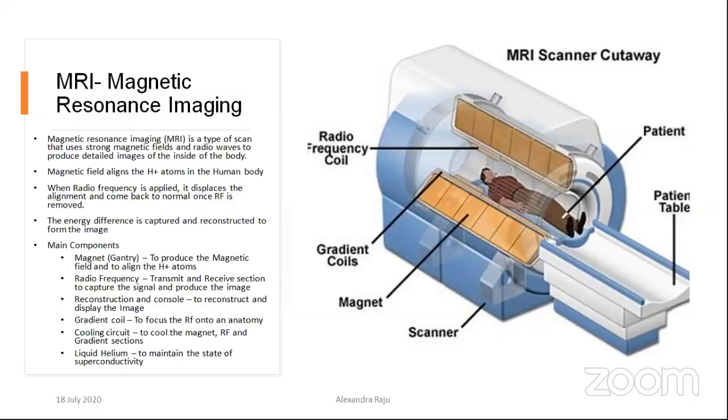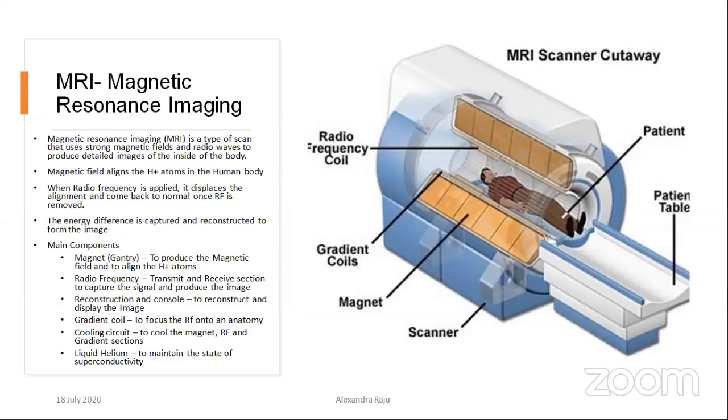So the major components of MRI include the gantry or the magnet, the magnetic field, and the radio frequency, which is transferred into the image. Reconstruction and the console are also there to reconstruct the image. The gradient coil focuses our radio frequency back to the patient. Liquid helium is there to maintain the structure. We know that the superconductivity property is maintained with the help of liquid helium.